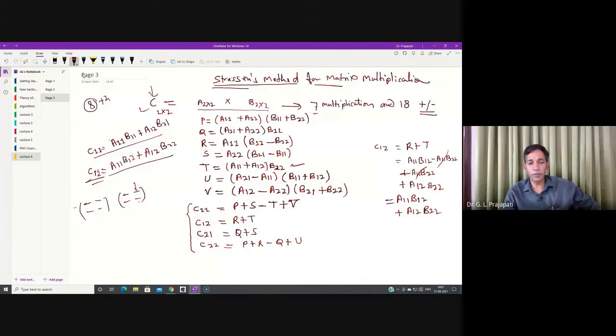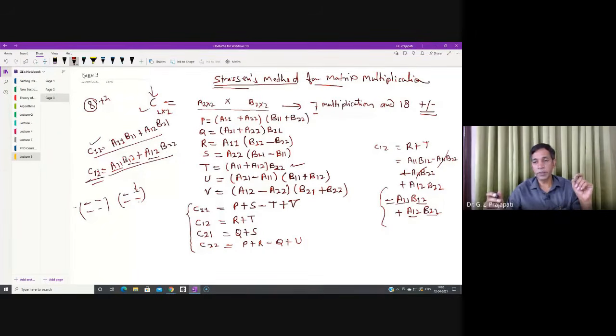So C12 is what? A11 B12 plus A12 B22. This is the way you obtain the entries. Once you go through this algebra, you get exactly the same as you obtained using the brute force method for C11, C12, C21 and C22. This is the formula given by Strassen, and he has also proved that you will not be able to reduce the number of multiplications further. You cannot multiply two 2 by 2 matrices with fewer than 7 multiplications. Strassen requires 7 multiplications.